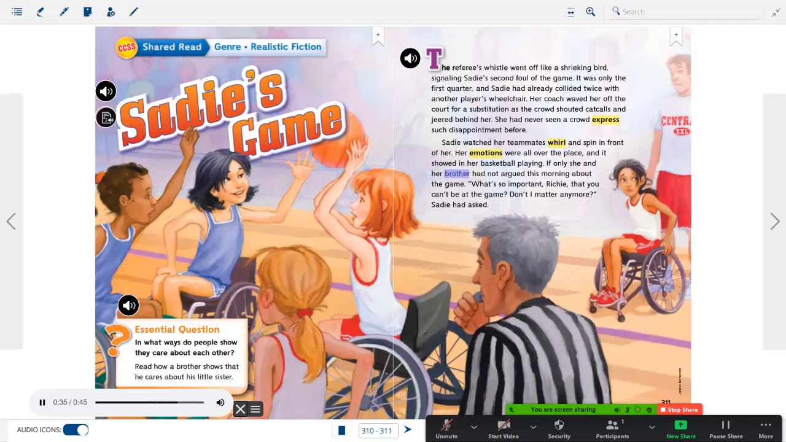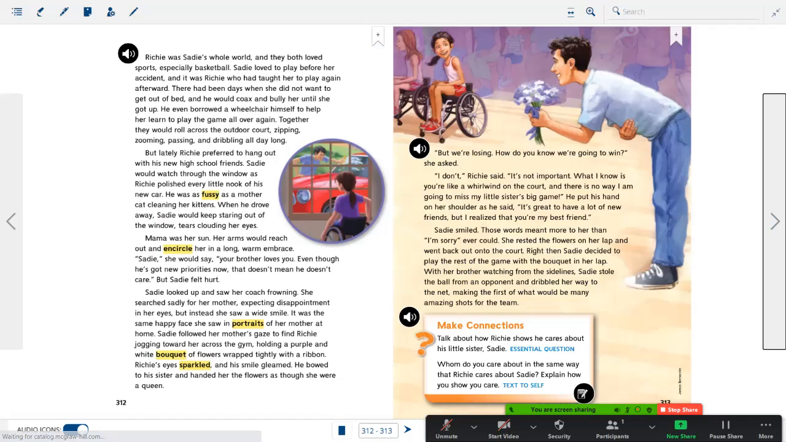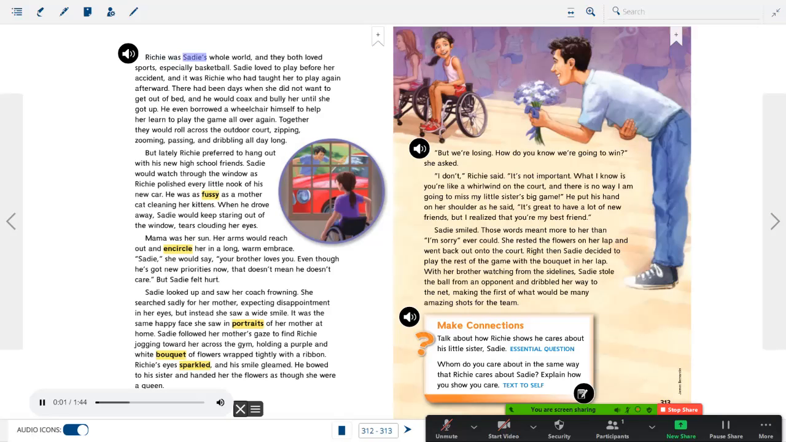If only she and her brother had not argued this morning about the game. "What's so important, Richie, that you can't be at the game? Don't I matter anymore?" Sadie had said. Richie was Sadie's whole world, and they both loved sports, especially basketball. Sadie loved to play before her accident, and it was Richie who had taught her to play again afterward.